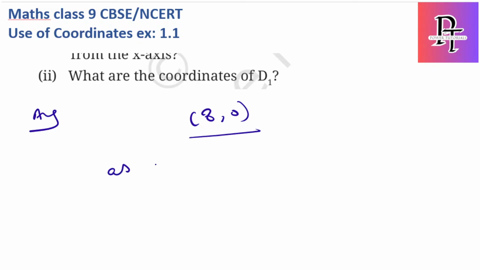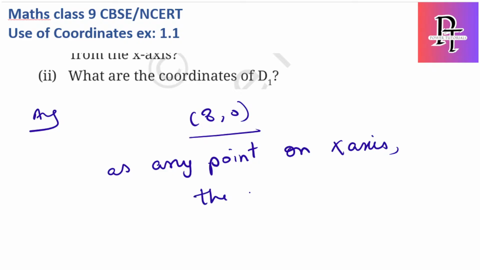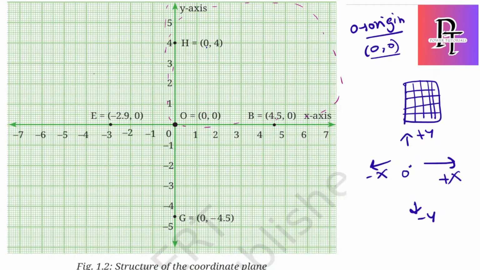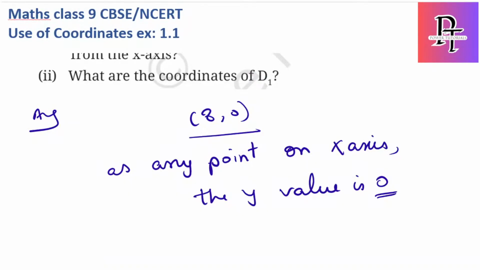Any point on the x-axis, the y value is 0. The y value is always 0 for any point on the x-axis, and the same for any point on the y-axis, the x value will be 0. If you notice here, h is 0 and g is also 0. So for any point on the x-axis, y is 0. Any point on the y-axis, x is 0. Sorry, on the y-axis x is 0, on the x-axis y is 0, just opposite.